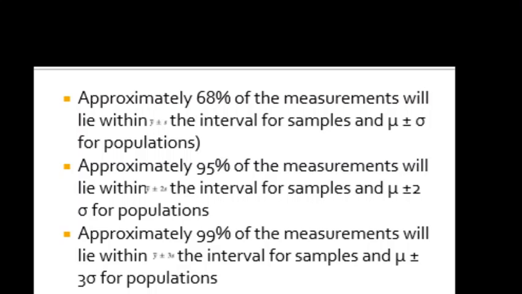Okay, so depending on whether we are using this rule for our sample or for the population, the first set will be y bar plus minus s or mu plus minus sigma. Then for 95%, we have y bar plus minus 2s or mu plus minus 2 sigma. And then for 99%, we have y bar plus minus 3s for the sample versus mu plus minus 3 sigma for the population.